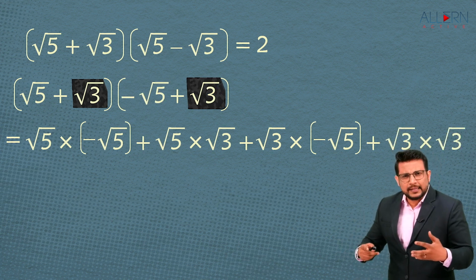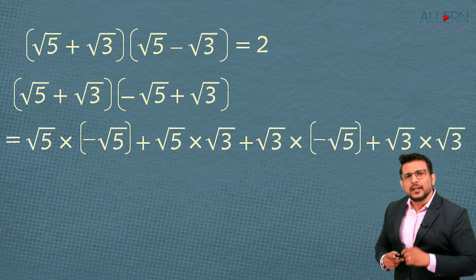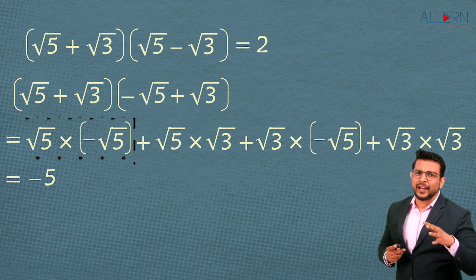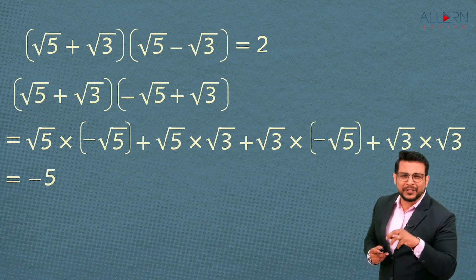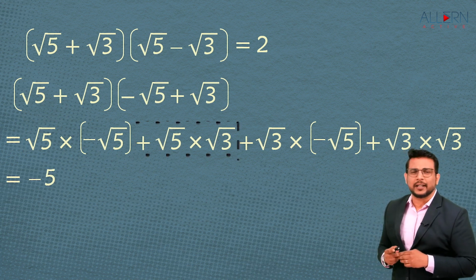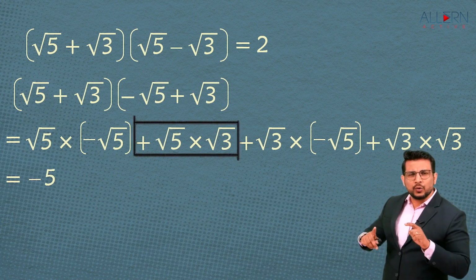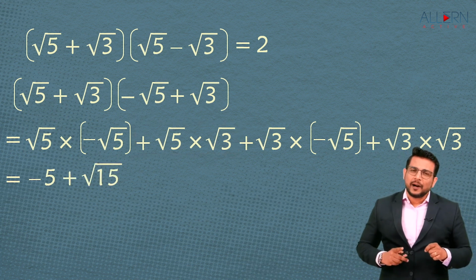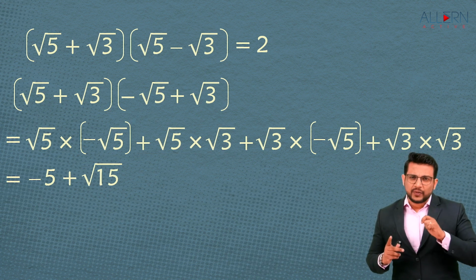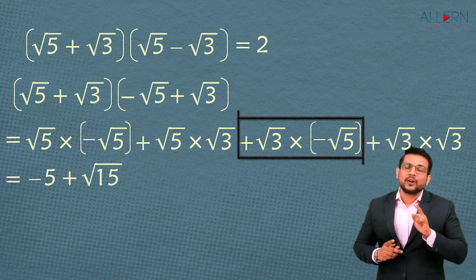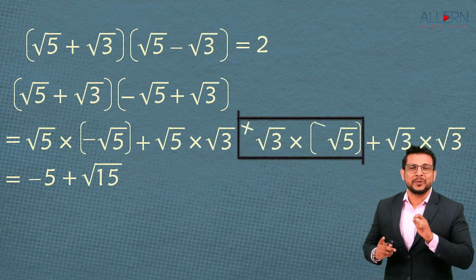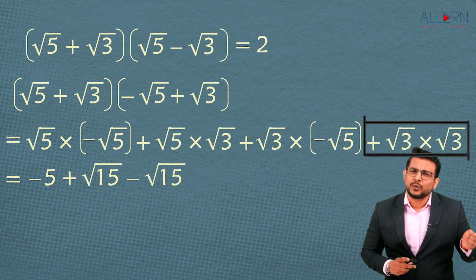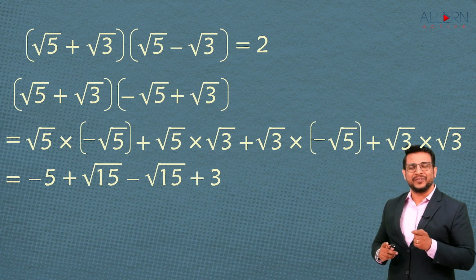Let's simplify this. Let's solve each and every term here. So what do you get in the first term there? Root 5 into root 5 is 5, and the minus sign there means it is minus 5. Plus the second term, what do we have? Root 5 into root 3 is root 15. That is plus root 15. Here, plus into minus is minus, so we have the minus sign there, and root 3 into root 5 is nothing but root 15. Beautiful. Further, plus root 3 into root 3, what is that? It is 3, so we have plus 3 there.